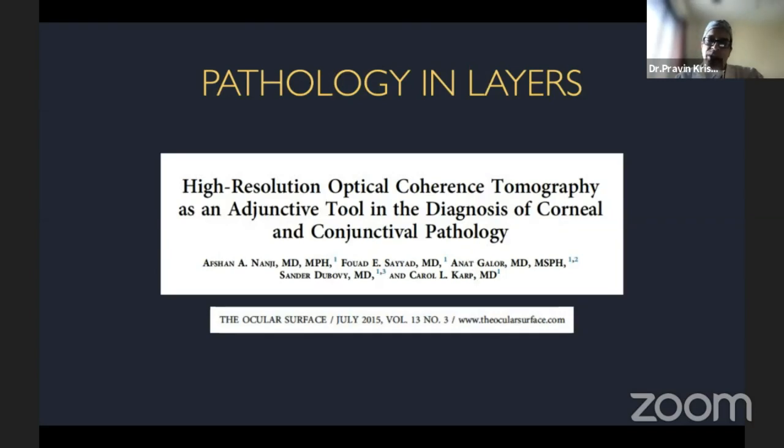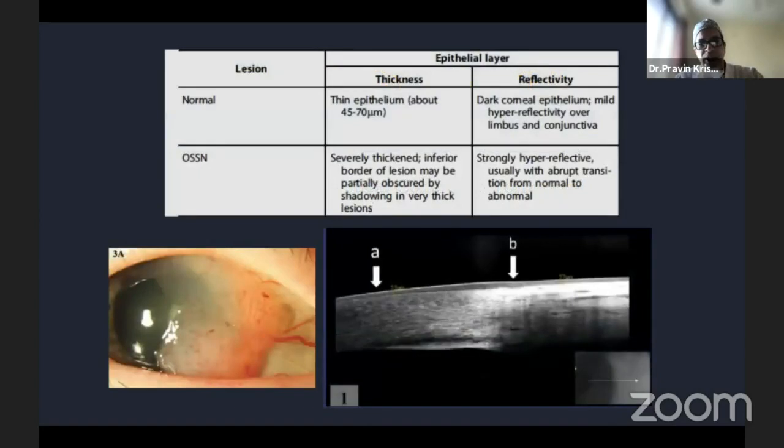What about pathology in layers? There are several layers in the cornea, and actually imaging the epithelium can tell you a lot, especially from the point of view of differentiating tumors that are benign versus those that are malignant or invasive. And OCT has been proven to be very useful for diagnosing the course of OSSN by just looking at the change in the epithelial reflectance and the thickness of the epithelium in various conditions.